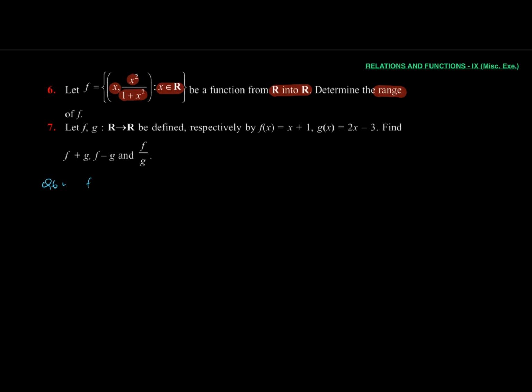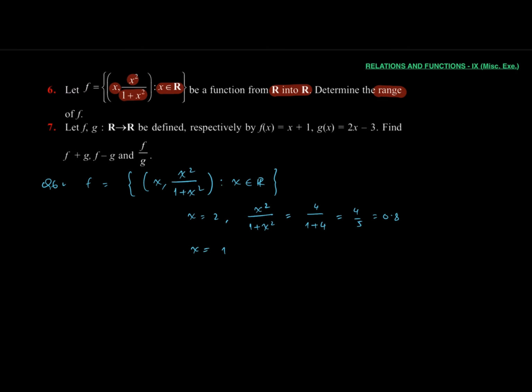The given function is f = {(x, x²/(1+x²)) : x ∈ R}. Now in order to find the range of this function, let us plug in the values of x and see what the output will be. Take for example, if x equals 2, we'll be having x²/(1+x²) equal to 4/(1+4). That will be equal to 4/5, and this will be equal to 0.8.